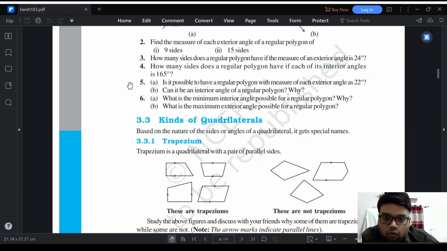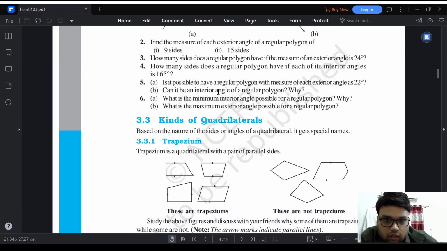Now further moving to question number 5: is it possible to have a regular polygon with the measure of each angle equal to 22 degree? Is it possible to have a regular polygon with each angle equal to 20 degree? You have to simply divide this one, and if the result comes up in decimal format, then it is not possible. So this is the simple way to solve this.